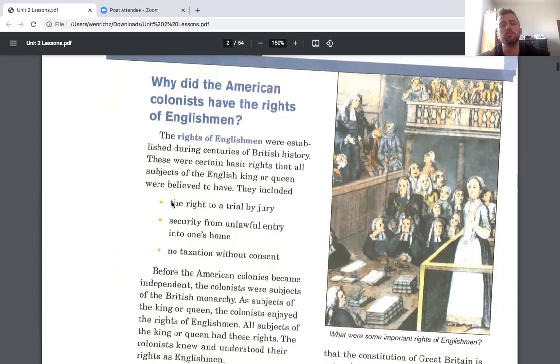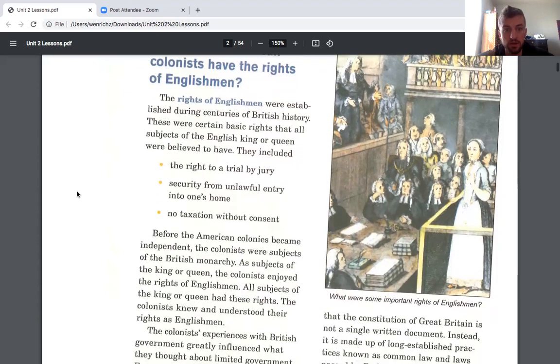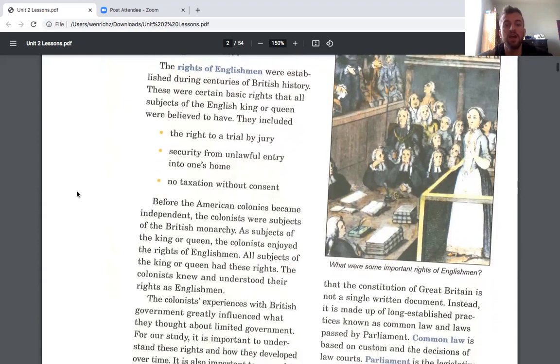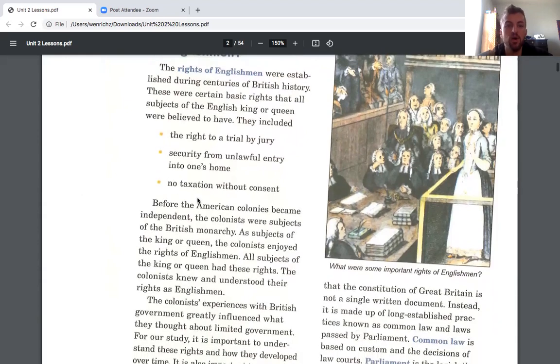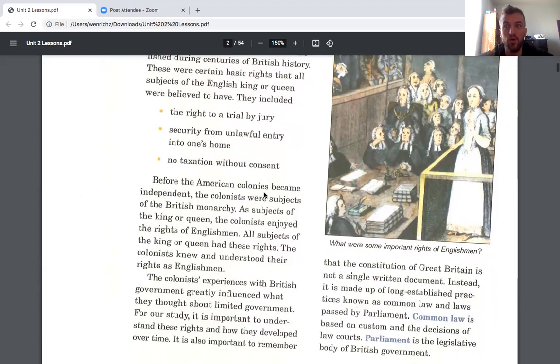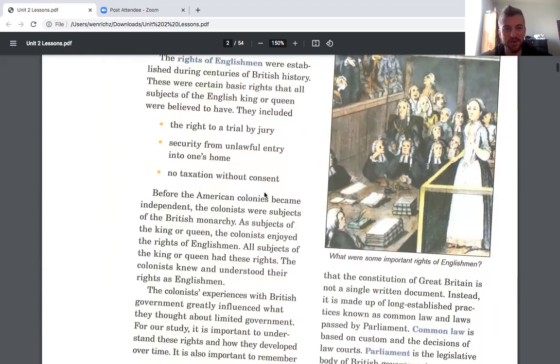The rights of Englishmen were established during centuries of British history. These were certain basic rights that all subjects of the English king or queen were believed to have. They included the right to a trial by jury, security from unlawful entry into one's home, and no taxation without consent, or no taxation without giving your permission. Hmm, I wonder if that'll come up again. Oh, baby. Here we go.